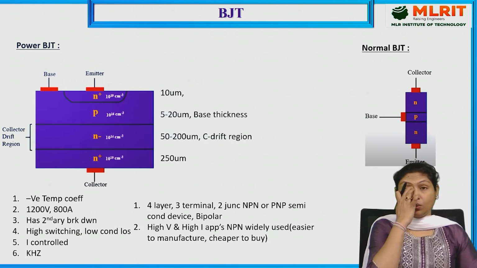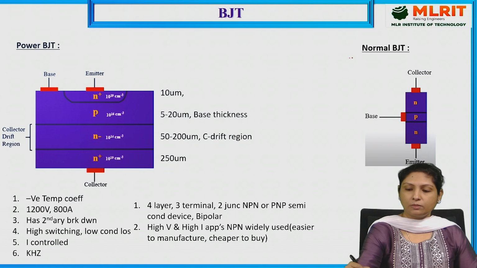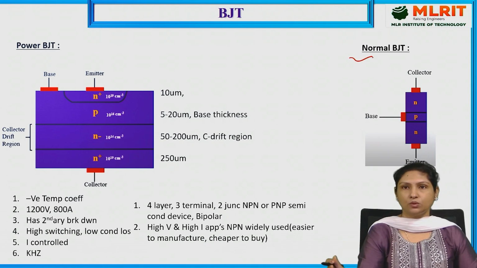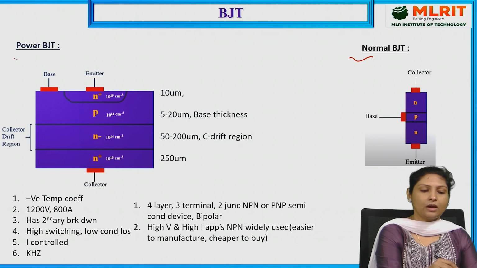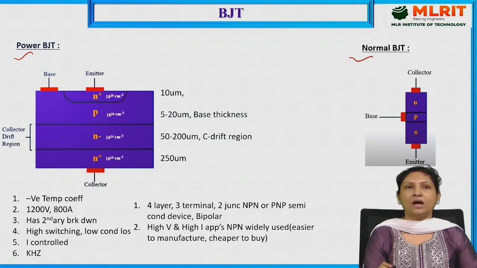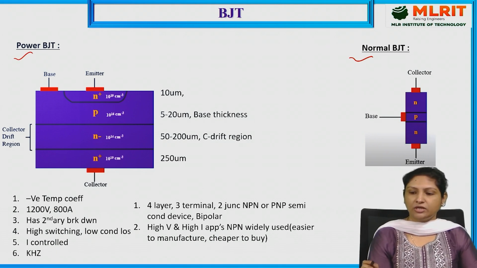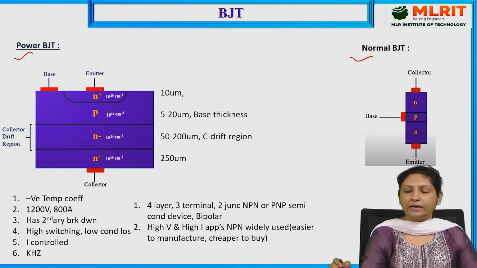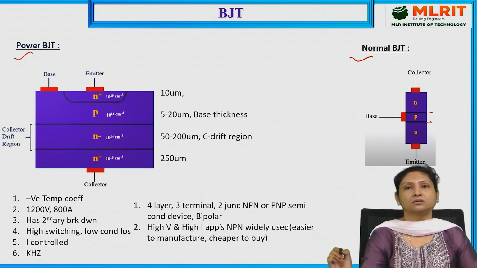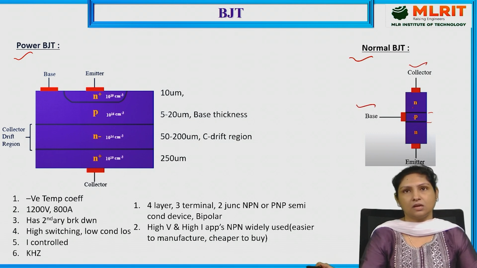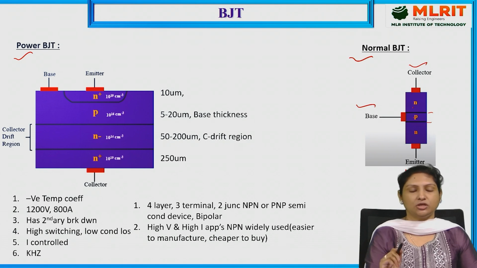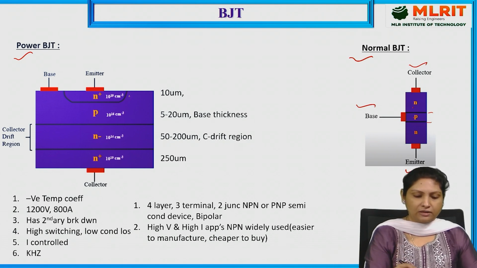This is a normal BJT which will be used for handling low power applications, whereas here we have the power BJT. If you see the normal BJT, it is a 3-layered device, and it has 2 junctions, and it is a 3-terminal device, namely emitter, collector and base. And if you consider the power BJT, it is a 4-layered device.